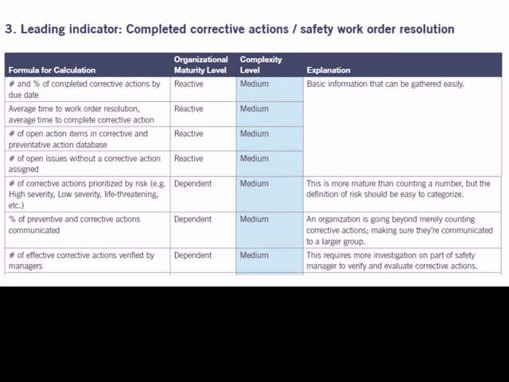And some of the other things that are a little bit more mature that you see farther down on the table, say percent of preventive and corrective actions that are communicated. The work group saw that as more dependent when it comes to the maturity level, and also medium when it comes to complexity level. The reason being that this is an organization that is going beyond just merely counting corrective actions. They're actually making sure that those corrective actions are being communicated to the larger organization. So yeah, these are just some examples here. Kevin, any thoughts on this slide before we move on to the example from United Rentals?